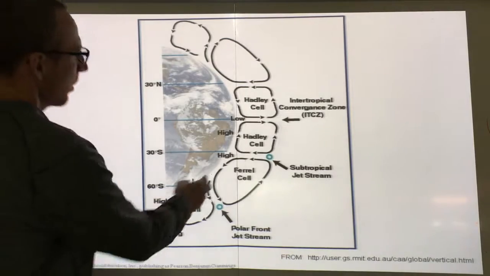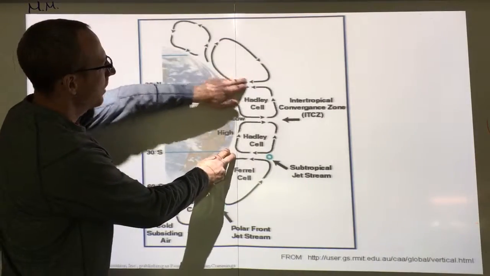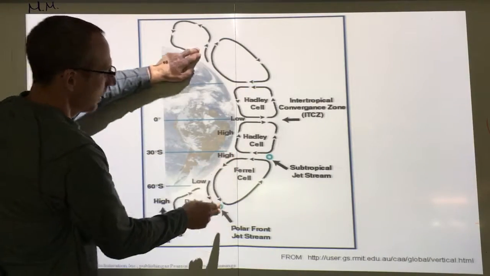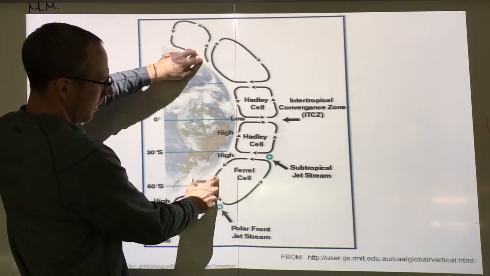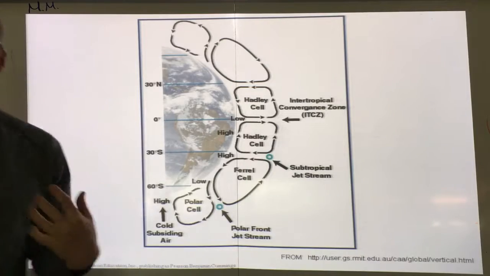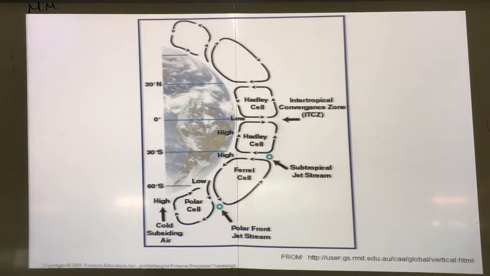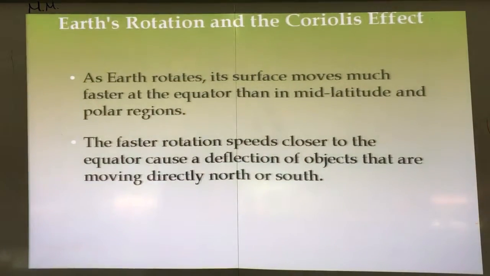Now notice we have dry air coming down here, so this is where our deserts are, and then again we have the air rising at around 60, between this zone and this zone up here, and so more precipitation is going to happen there as well, similar to the tropics.